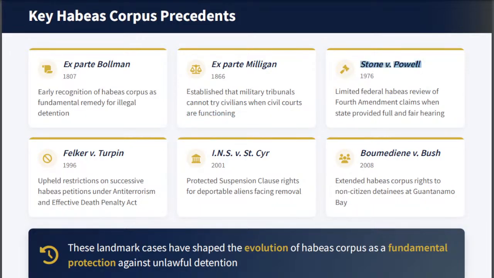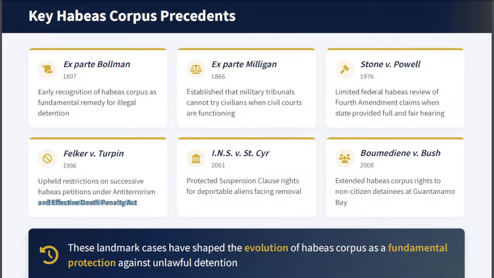Then we have Stone versus Powell in 1976, which limited federal habeas review of Fourth Amendment claims when the state provided a full and fair hearing. Yikes. Then there is Felker versus Turpin, 1996, which upheld restrictions on successive habeas petitions under the Anti-Terrorism and Effective Death Penalty Act. So the AEDPA is used to limit successive petitions. So if they turn down one, you can't keep doing them. I guess this upheld those restrictions in Felker versus Turpin in 1996.